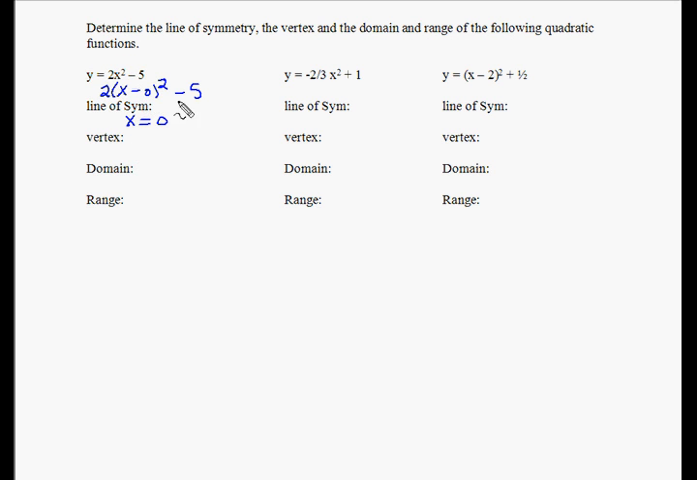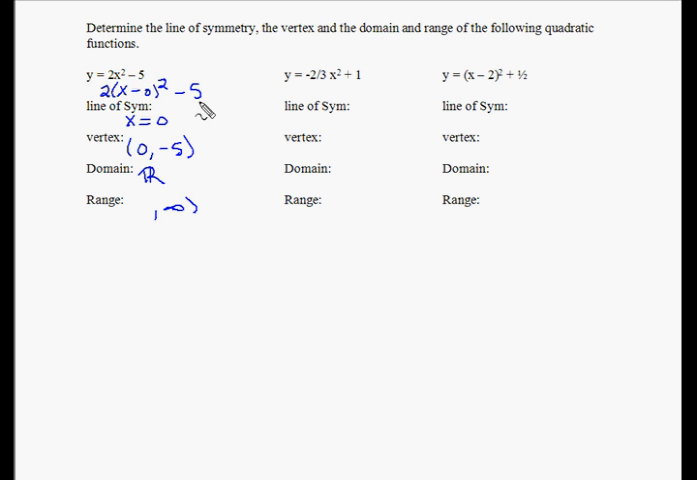And our vertex are these two numbers, but the inside number we do the opposite. The opposite of negative 0 is still 0, and negative 5. Domain, again, will be all real numbers. And range. Range is how low to how high. Well, since this is a positive number, it's going to go high forever, so that's going to be infinity.